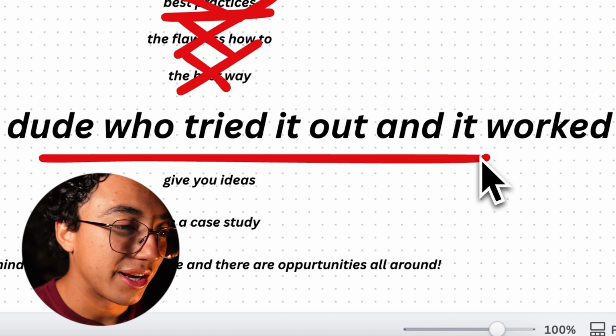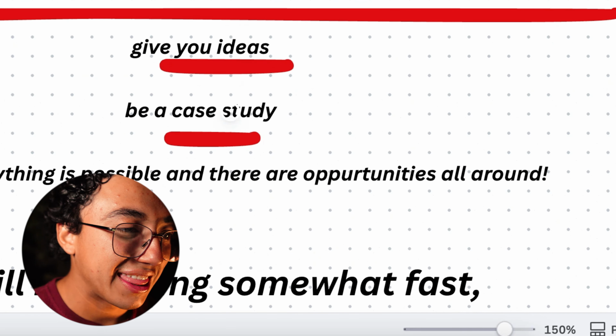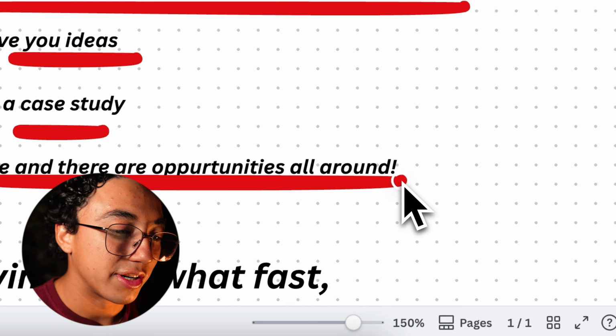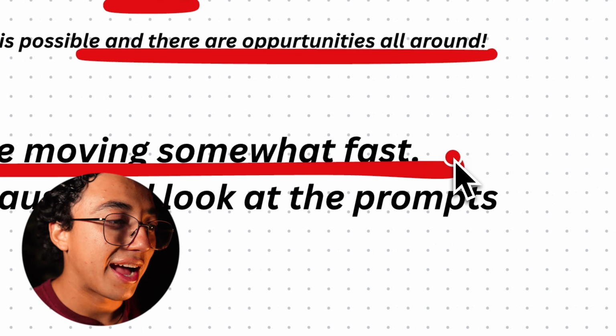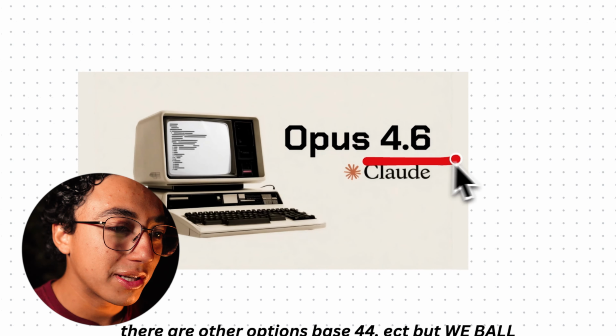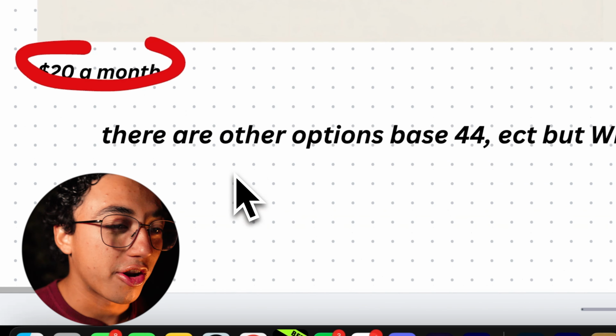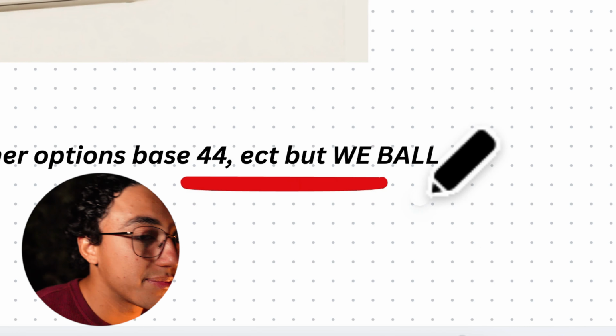What I'm here to do is give you ideas, be a case study, and remind you that anything is possible and that there are opportunities all around you. You can do all things through Christ who strengthens you. We'll be moving somewhat fast, so feel free to pause and look at the prompts. To code the app, I used Opus 4.6 by Claude, which is $20 a month. There are other options like Base 44, but we ball.